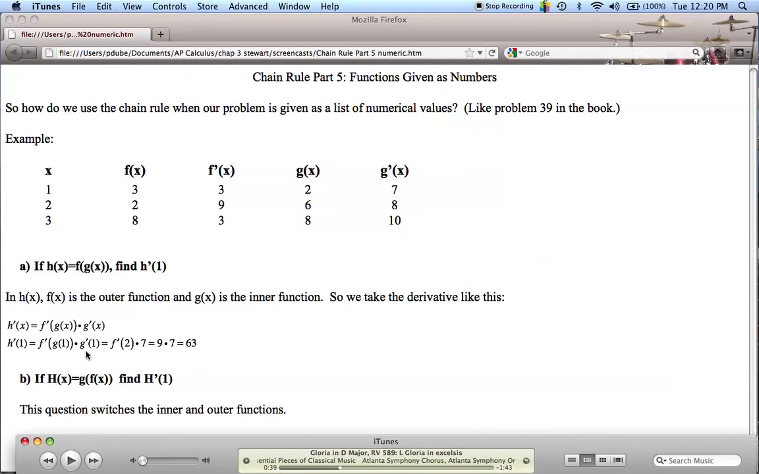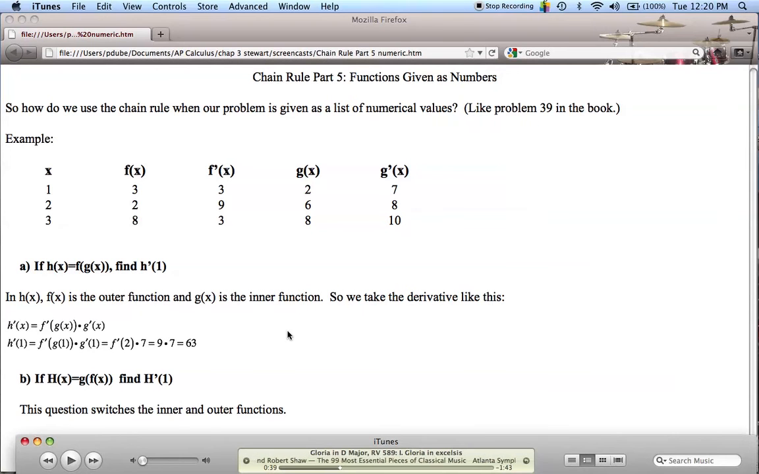I look up g prime of 1. G prime of 1 is 7. I replace g prime of 1 with 7. And I still have to find f prime of 2 times 7. So now I need to look up the derivative of f when x is 2. F prime of 2. There's the column for f prime. 2 is the second row. F prime of 2 appears to be 9. So I get 9 times 7 is 63. That's how I find h prime of x when h is f of g of x.